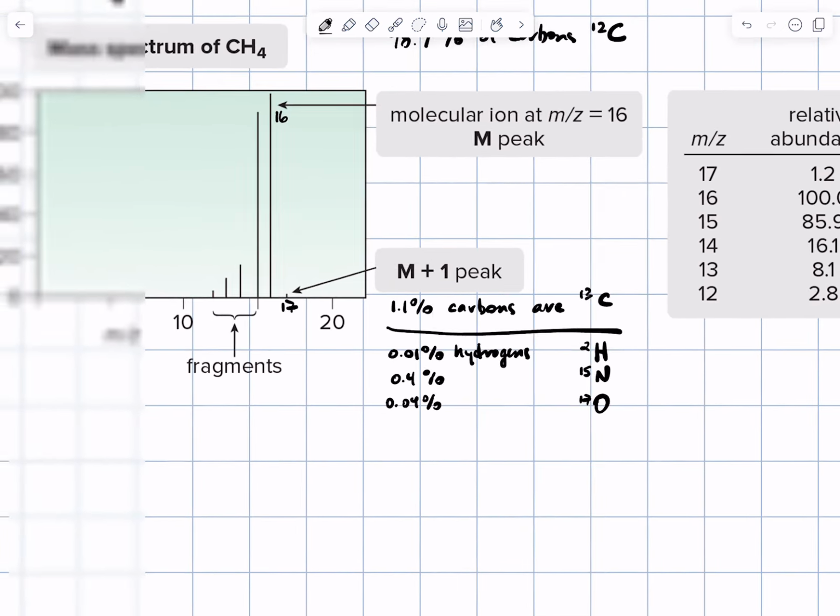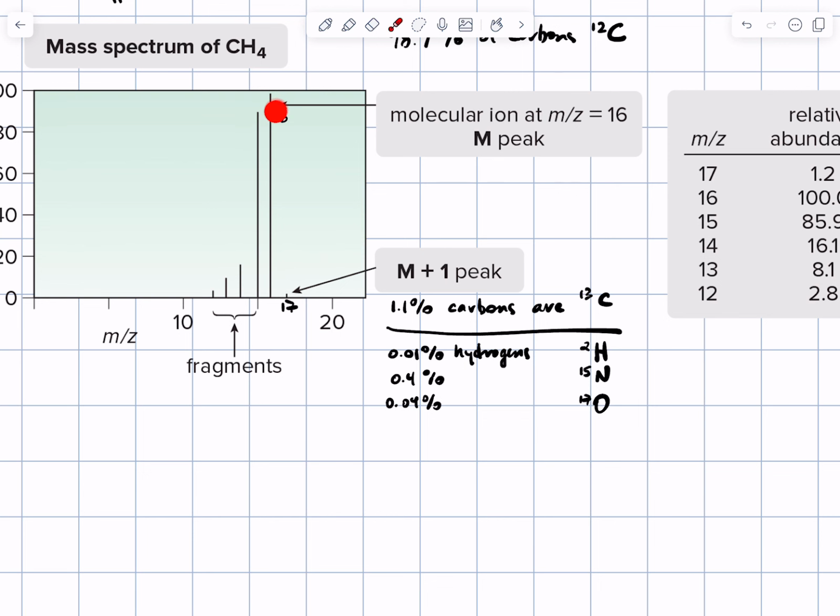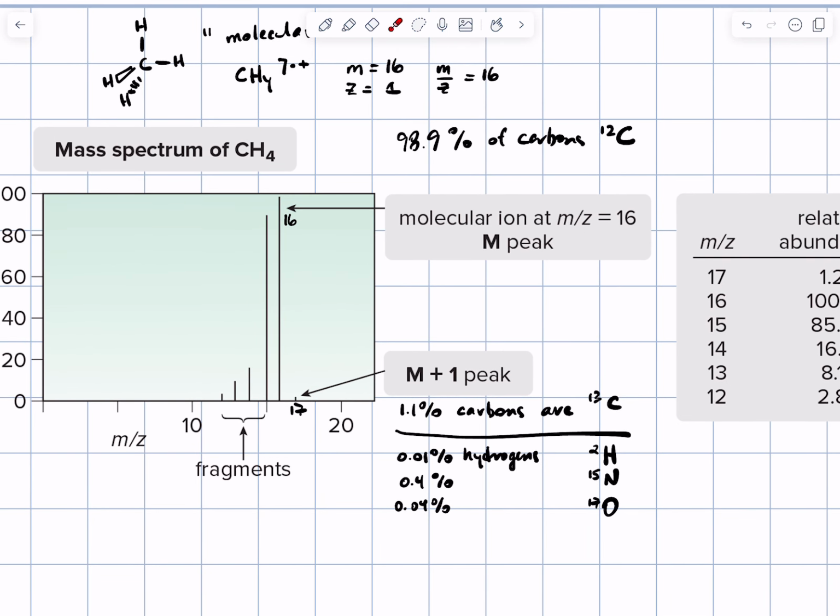Good. So this peak that shows up, as I said, at 16 is the peak for the molecular ion. The peak at 17 is the M+1 peak, but that's the peak that has either a C13 or a deuterium or an N15 or an O17. All of those individual possibilities could contribute to the M+1 peak. Of course, in the case of methane, the only two things we have are carbon and hydrogen. And by far, the biggest contributor to that M+1 peak is carbon.